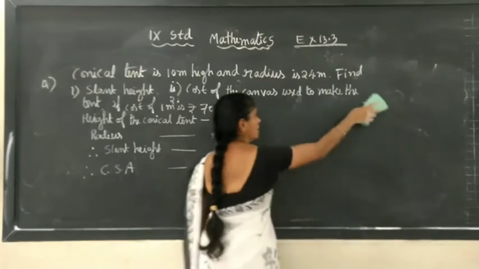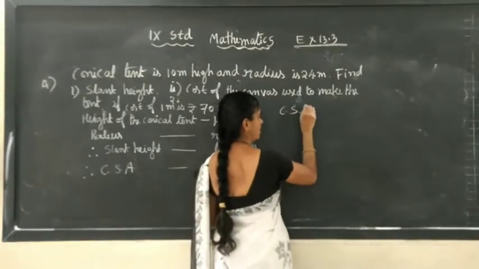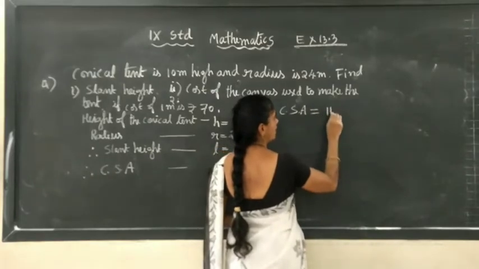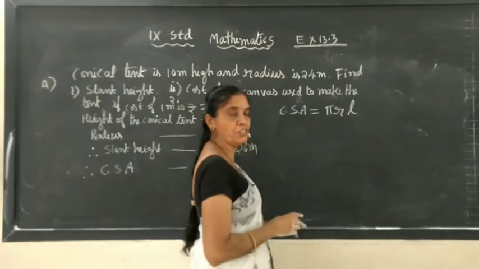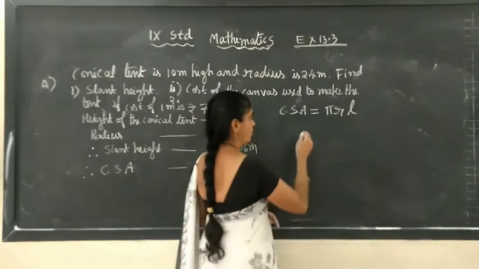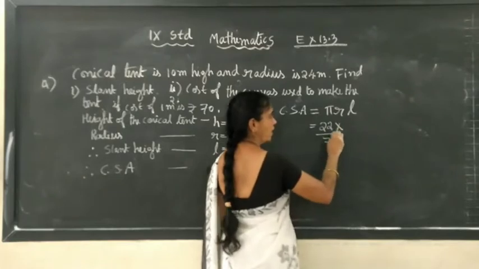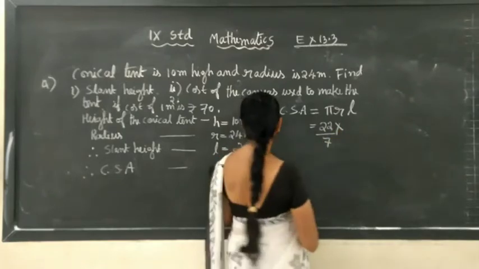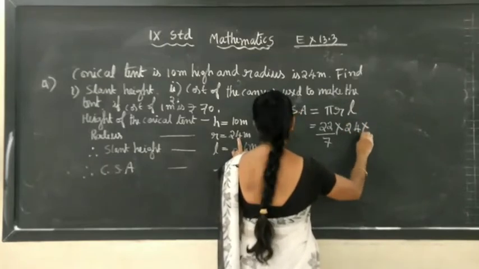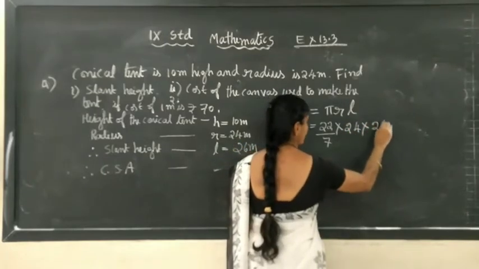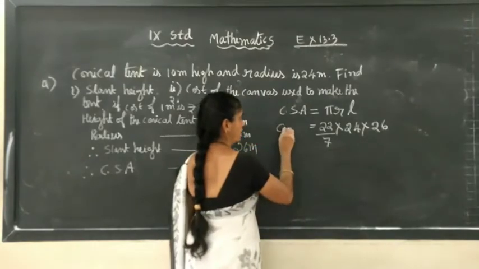What is the formula? Curved surface area is equal to pi r L. Pi into r into L, which is equal to 22 by 7 into r. How much is r? Just now it is given as 24, and L we have found out is 26. So I won't cut this one.